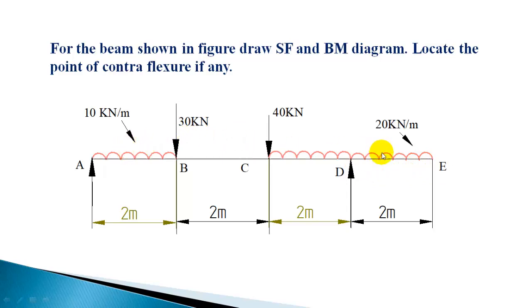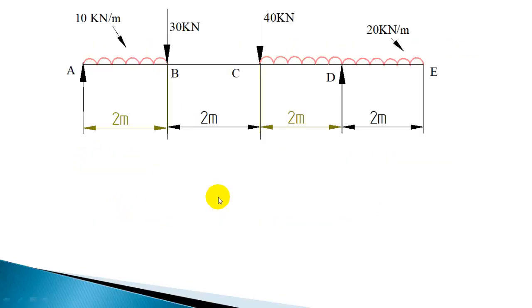There are two UDL acting with intensities 10 kN per meter and 20 kN per meter. And 2 point loads are acting on the beam, 30 kN and 40 kN. Now the support reactions are directly shown. They are vertical reactions at A and D. Let us calculate the reactions at the supports by taking moment summation with respect to A.